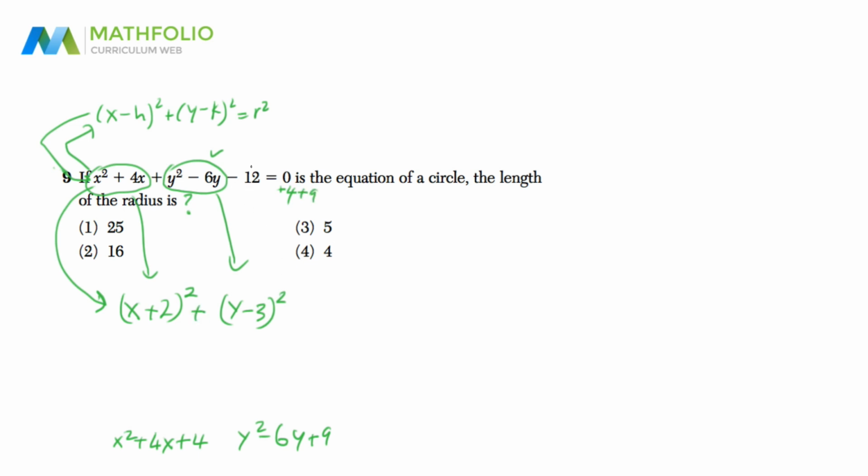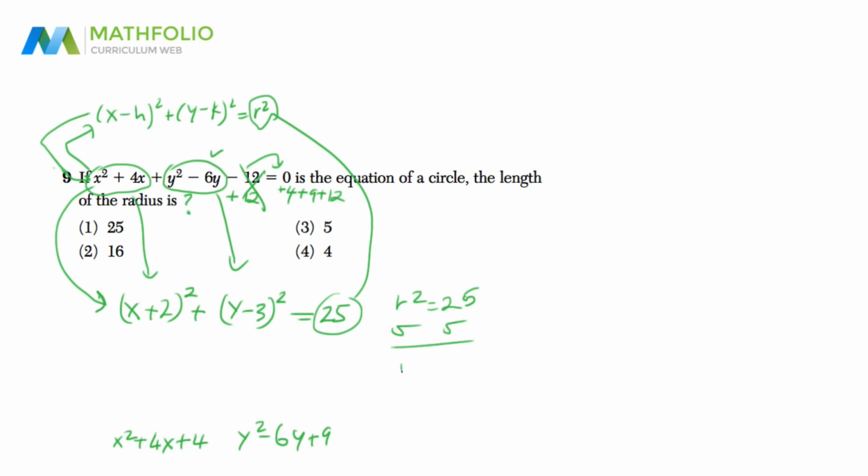Now this minus 12, let's just ship it to the other side. We've got to do that by doing a math operation, so we're going to add 12. If we add 12 to both sides, this gives us equals 4 plus 9 plus 12, so that's 13 plus 12, which is 25. So when we're asked for the radius, well, this here is equivalent of r squared. So if r squared equals 25, when you square root both, you get r equals 5. And so that's the radius, the answer for number 9.